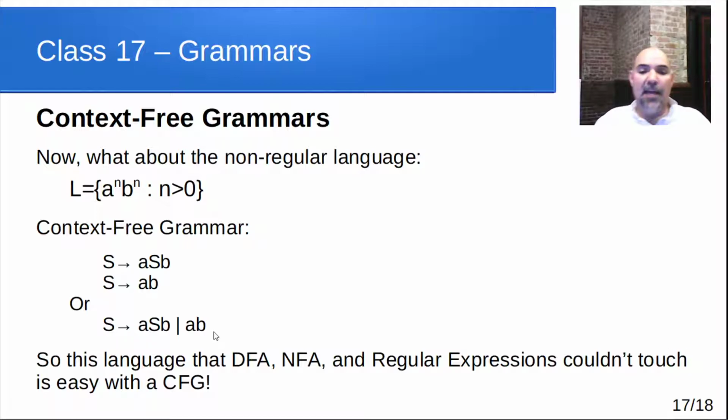And you'll notice that that language could not be touched with a DFA, an NFA, or a regular expression. We also can't make a regular grammar for that. But it's easy. It just takes 2 productions to do this with a context-free grammar. So 1 variable, 2 terminals, 2 productions, single defined start state. Really easy to do with a context-free grammar. We could never make a DFA for that.